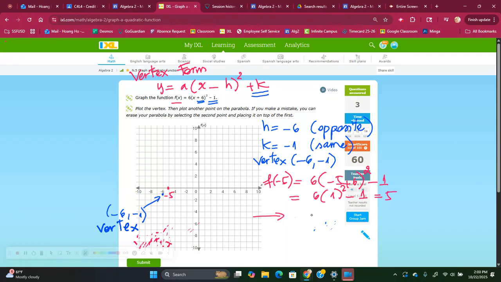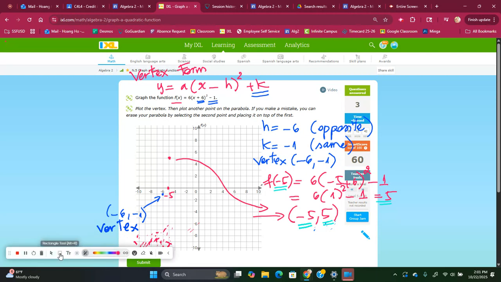So I have a new point, negative 5 for x and 5 for y. This is the x right there, and this is the y. Negative 5, 5. Where is it? It's right here. Negative 5, 5. Right there. This is the point.